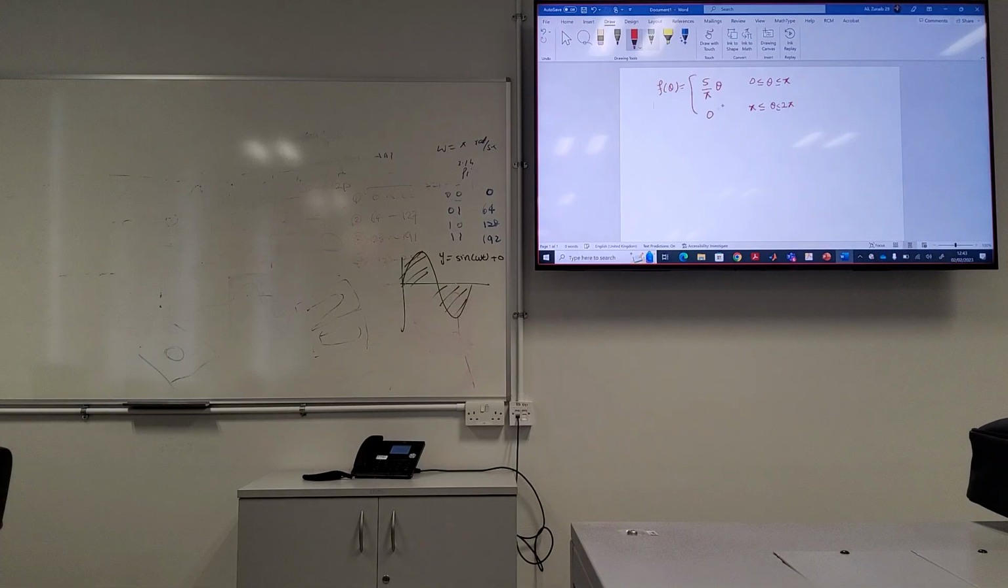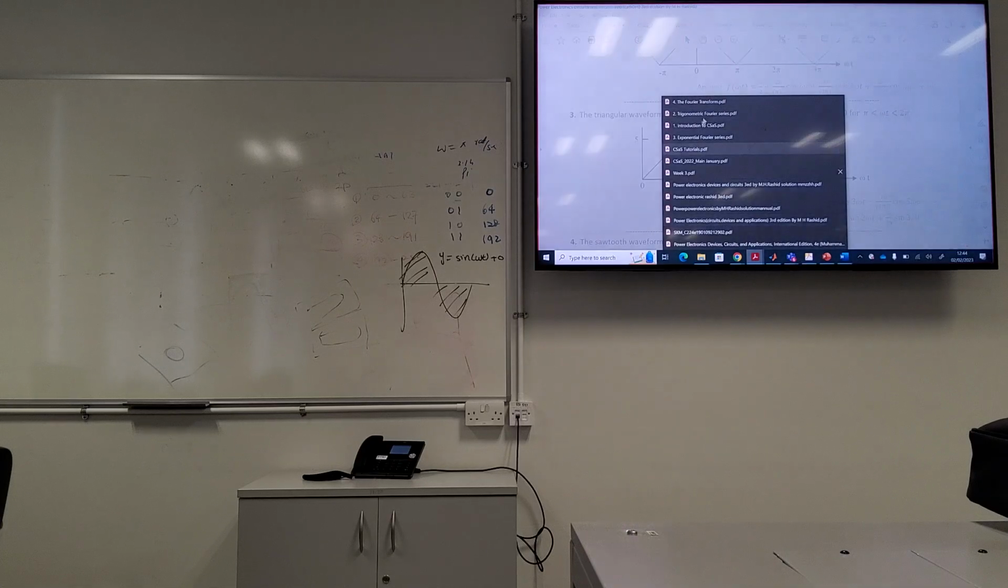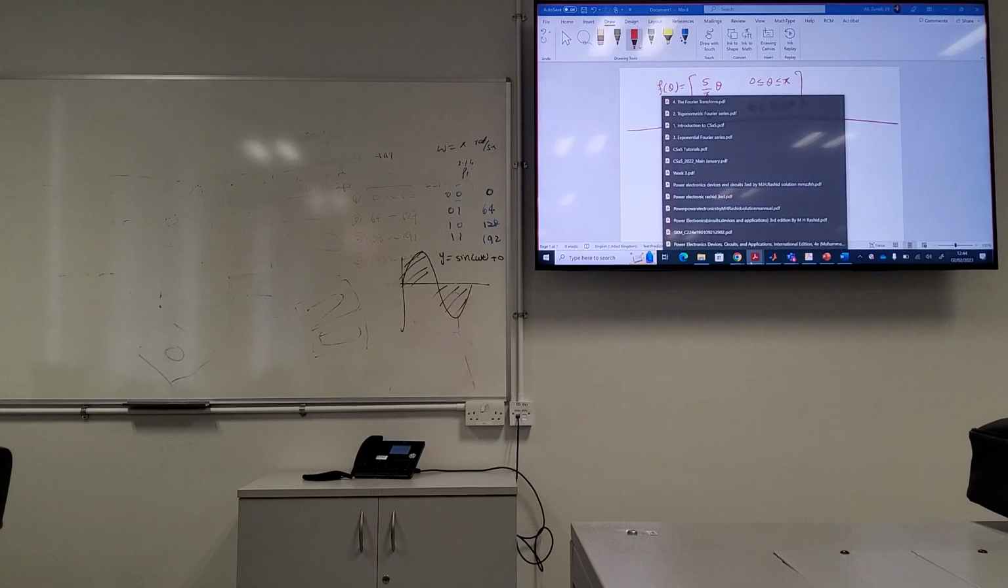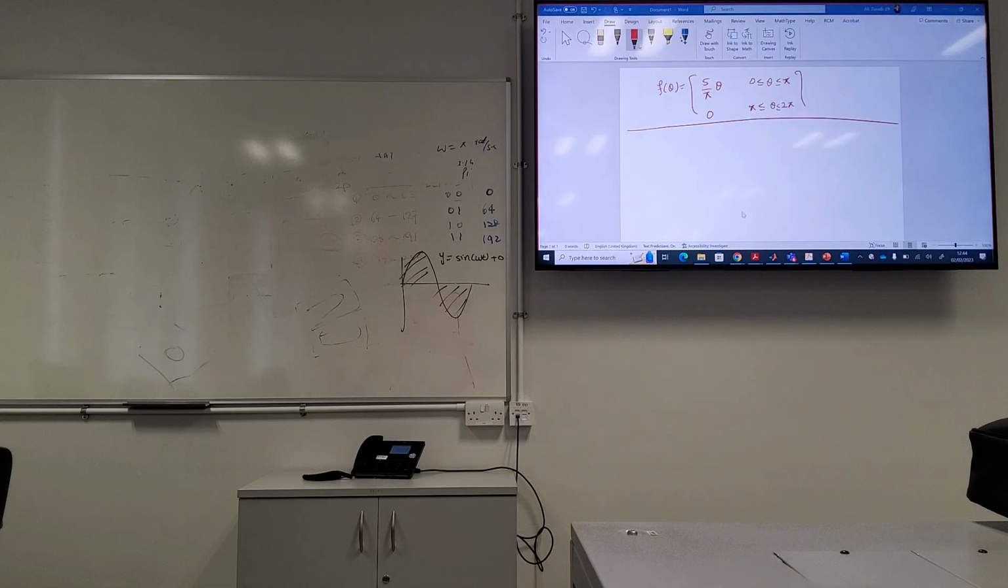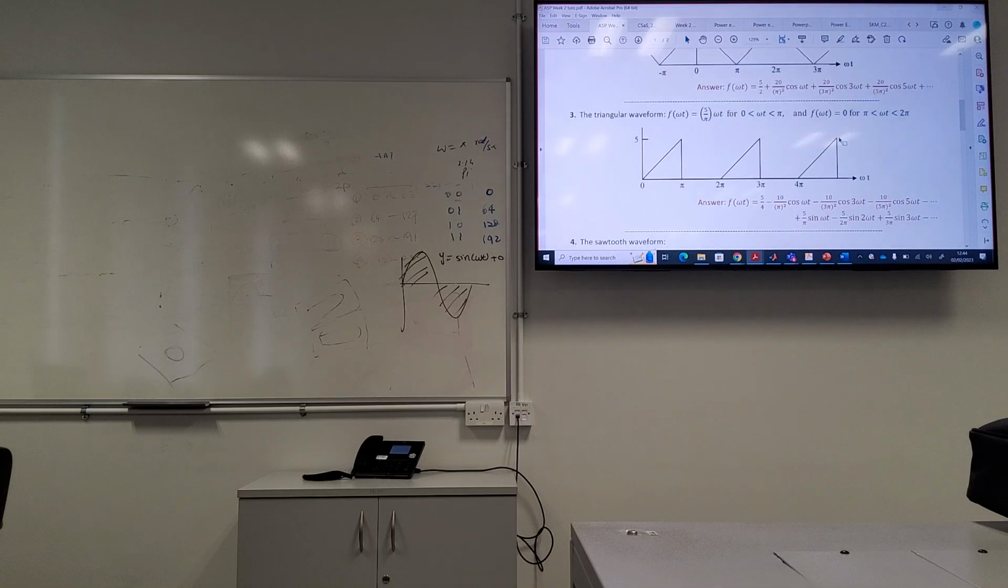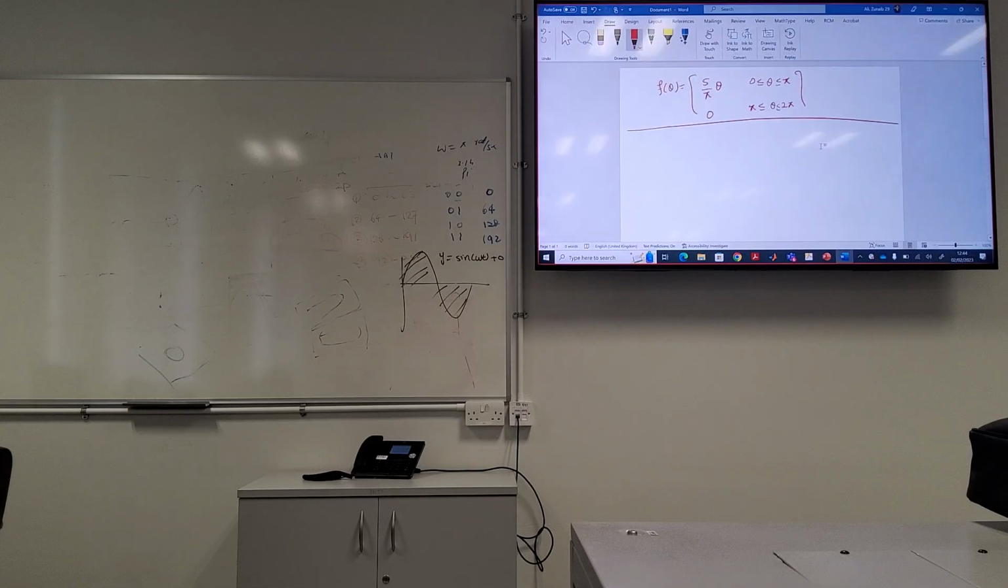Okay, so let's solve it here. We know that we have this function as 5 by pi theta, and this function has value from 0 to pi. Why? If we have a look here, you can see that it only has value from 0 to pi, whereas in the other half it's 0. So it means that it is much easier now.